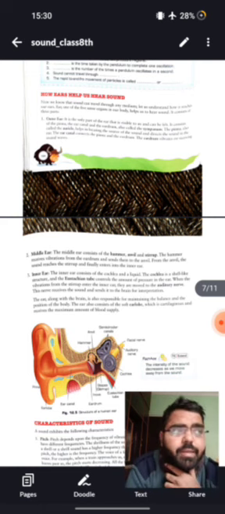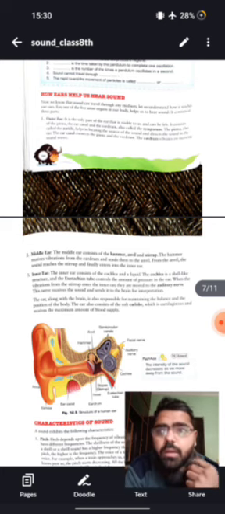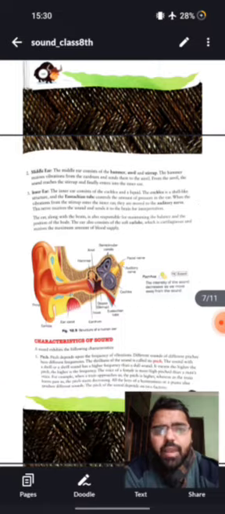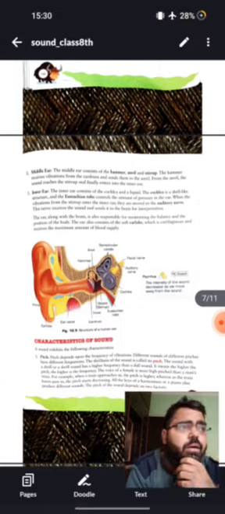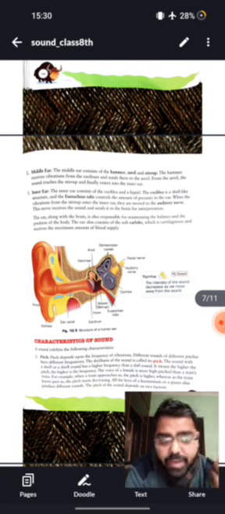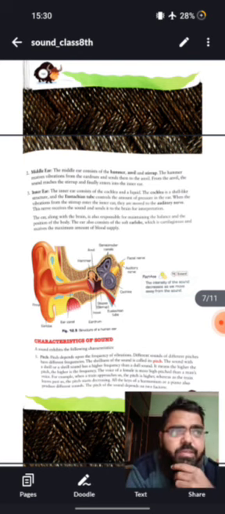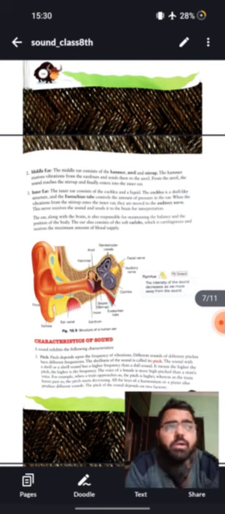Now there are certain characteristics of sound, right? You would have seen there is a difference between the voices of males and females, and a difference when a fly or a mosquito is flying near your ear, right? Those characteristics are defined with the help of certain terms. The first term is pitch.